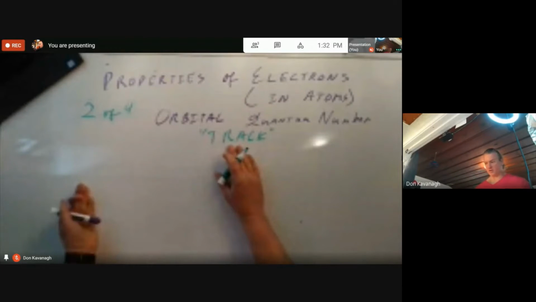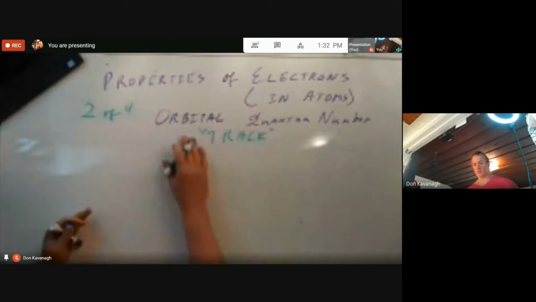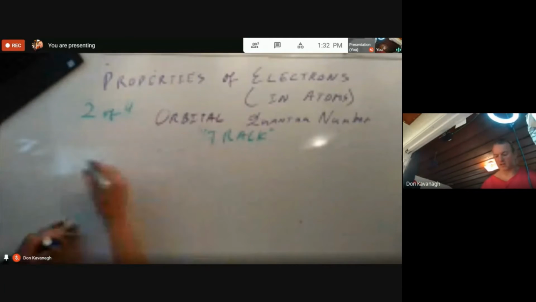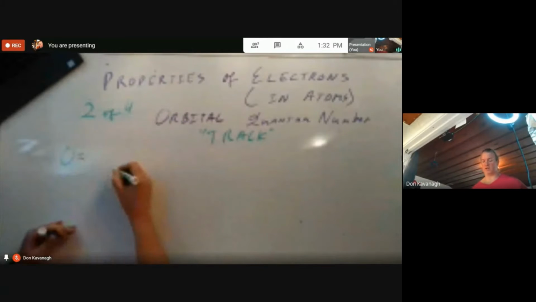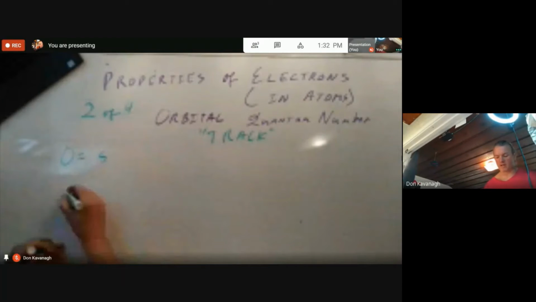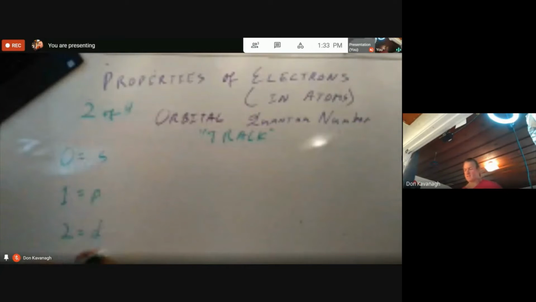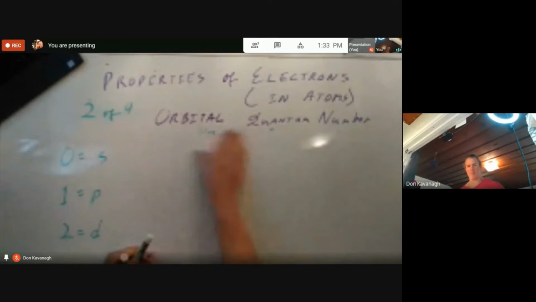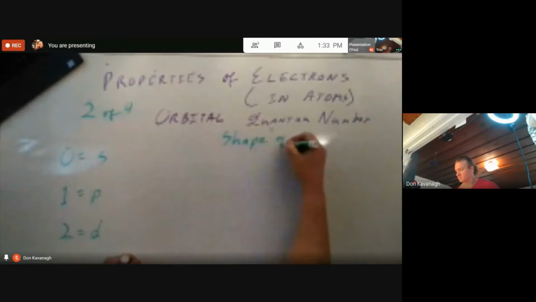Now, the letters that correspond to the orbitals are what's more important here, but I'll match it up with the numbers too. So if it has a second quantum number of 0, we call it a letter S, and the S is what's more important right here. If it has a 1, we call it a P. If it has a 2, we call it a D. And this gives us the track or the shape of the path. I like that phrasing better. Shape of the path that electron can take.